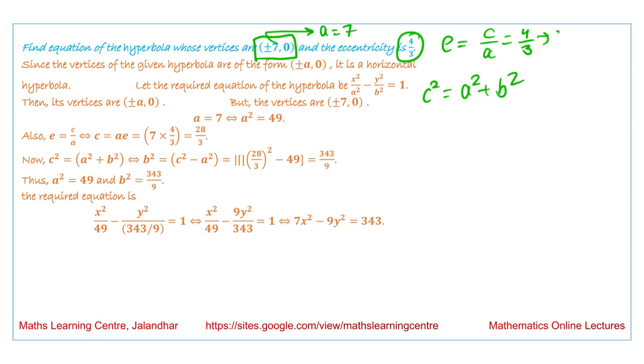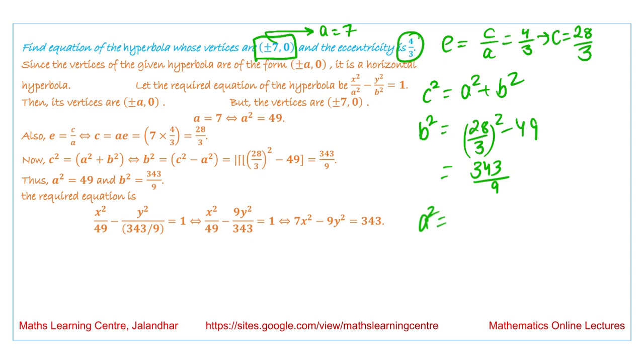From this result we can calculate the value of c to be 28 by 3. So the value of b square is (28 by 3) square minus 49, and the answer we obtain is equal to 343 by 9. So the value of a square is 49, and the value of b square is 343 by 9.